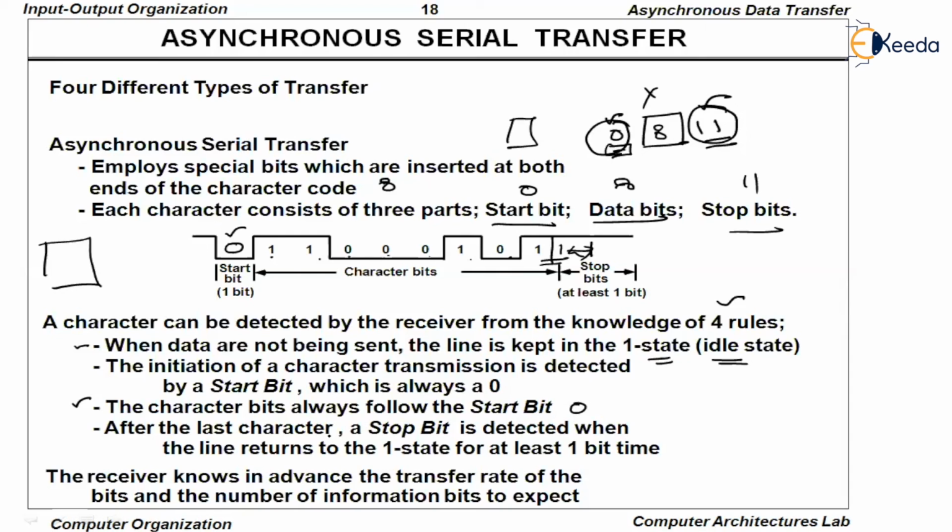After the last bit, a stop bit is detected when the line returns to the one state for at least 1 bit time. Meaning at least there has to be a single one or 2 ones, which means that the line is returning back to one state. Mind you, if there is no transfer, there will have to be a sequence of ones transmitted, right? That is the only reason we insert 2 ones to say that the byte is finished.